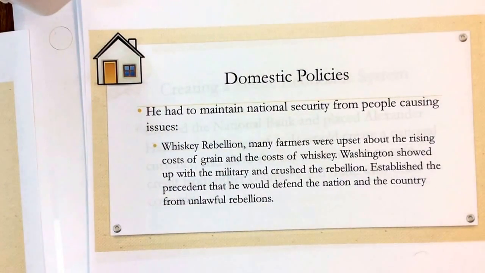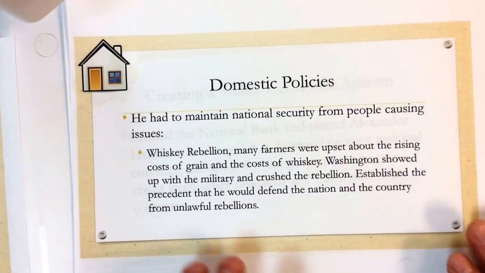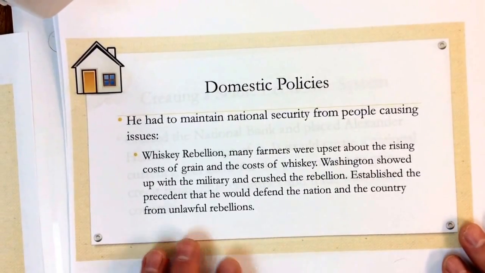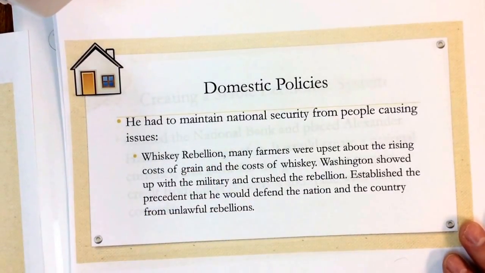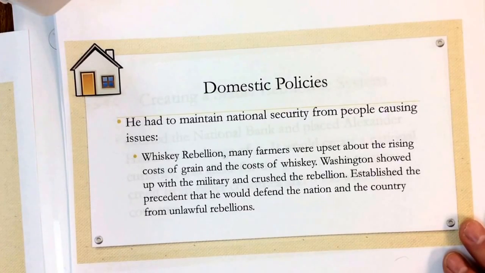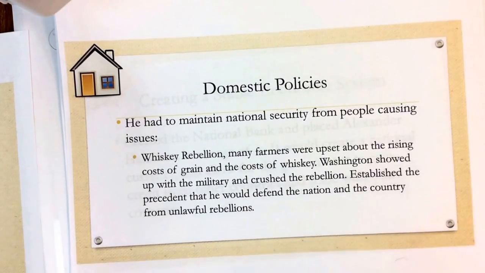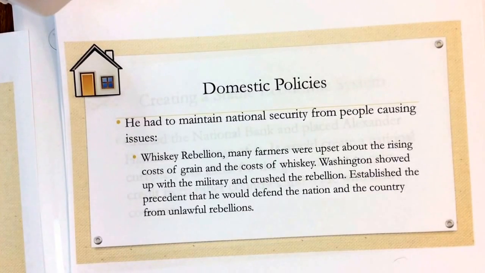He had to maintain national security from people causing issues. Now think back to Shays' Rebellion, how Shays' Rebellion was able to shut down the entire government under the Articles of Confederation. We have the new document, the Constitution, in power, and we have the Whiskey Rebellion. During the Whiskey Rebellion, many farmers were upset about the rising costs of grain and the cost of whiskey. Because of this, they protested and did the exact same thing, went through and took over courthouses.